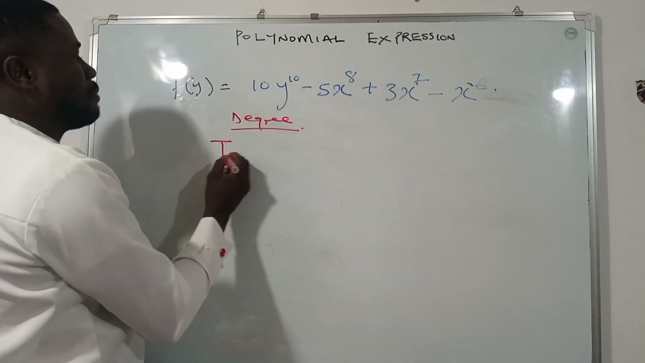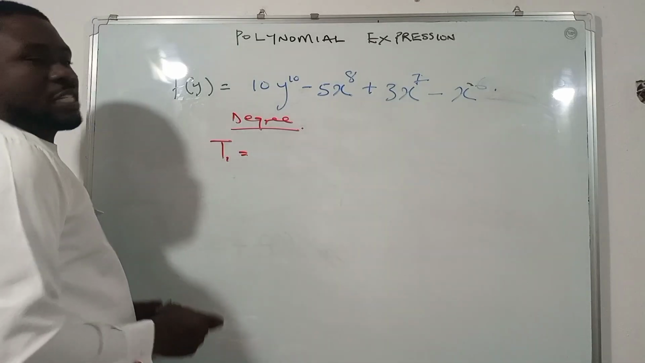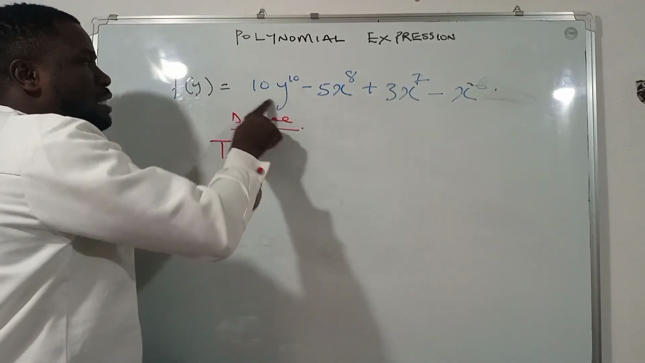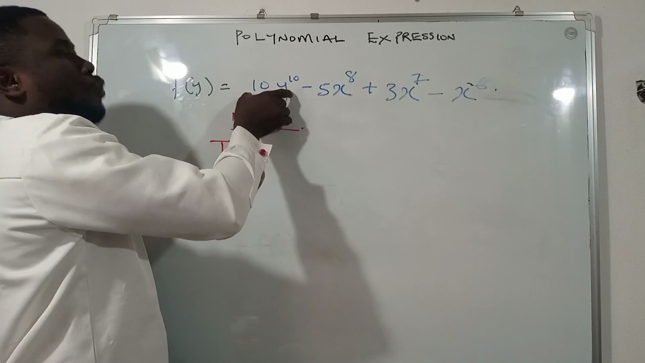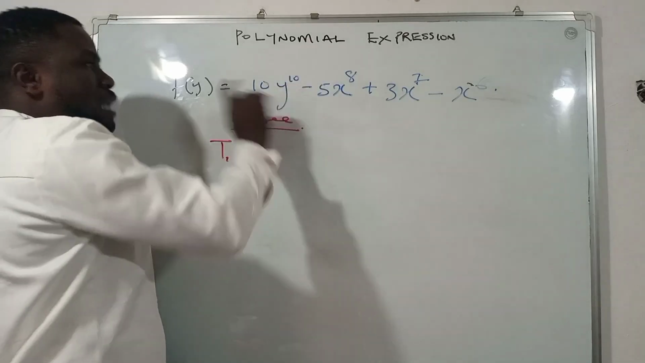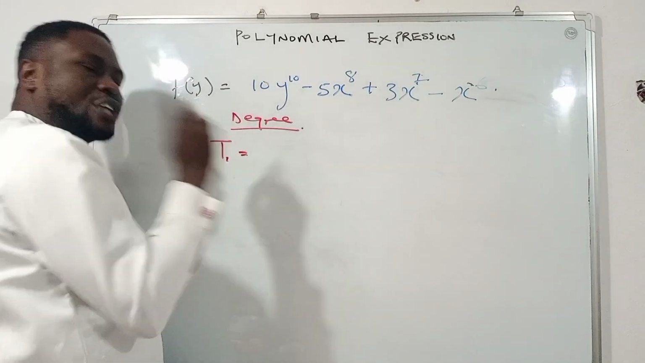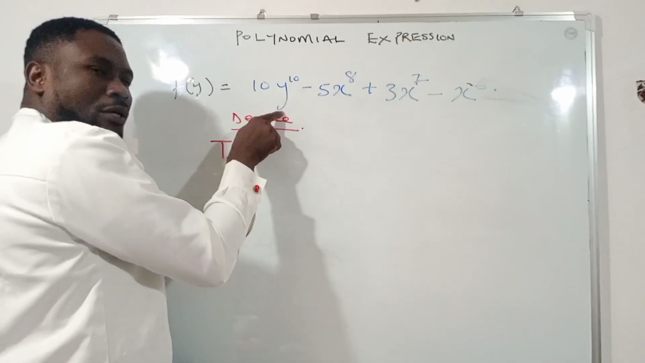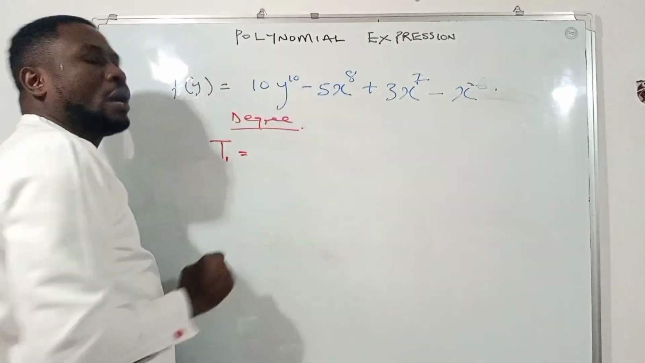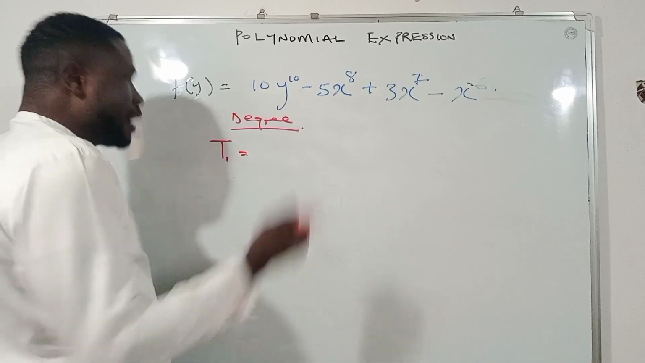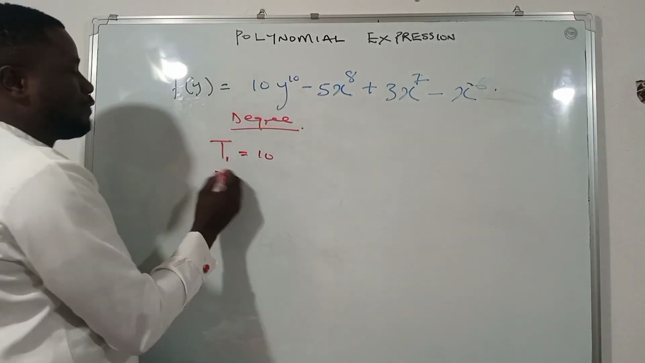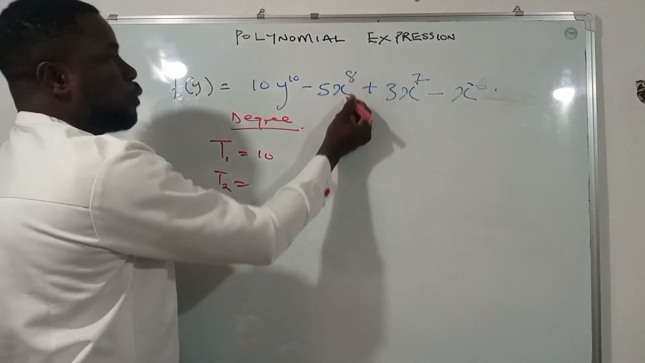For the first term, the first term is 10y raised to power 10. What is the power of the variable? The variable in this case is letter y. Now the power is simply 10. Therefore, the degree of the first term will be 10.